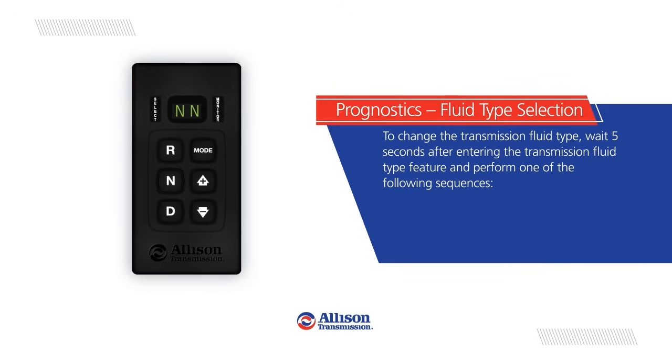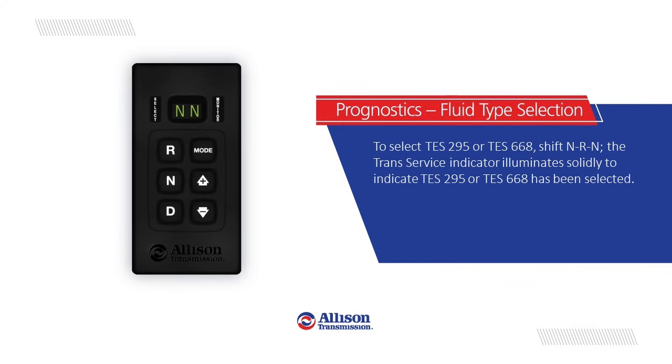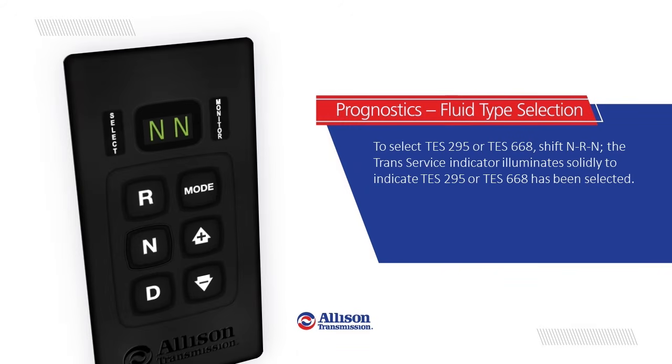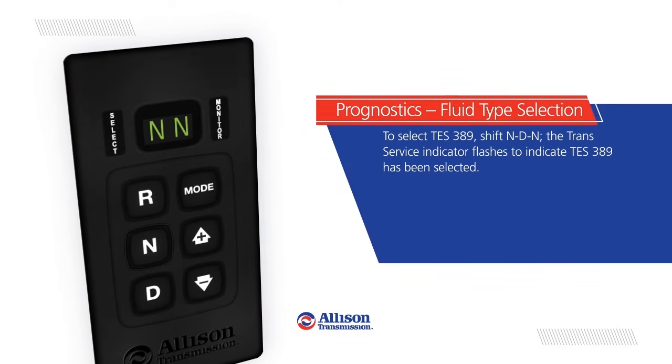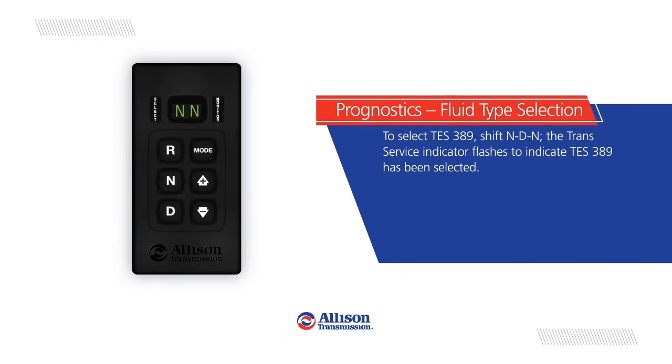Wait 5 seconds after entering the transmission fluid type feature and perform one of the following sequences. To select TES 295 or TES 668, shift neutral, reverse, neutral. The trans service indicator illuminates solidly to indicate TES 295 or TES 668 has been selected. To select TES 389, shift neutral, drive, neutral. The trans service indicator flashes to indicate TES 389 has been selected.